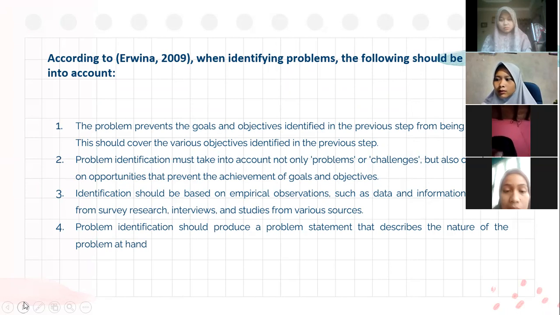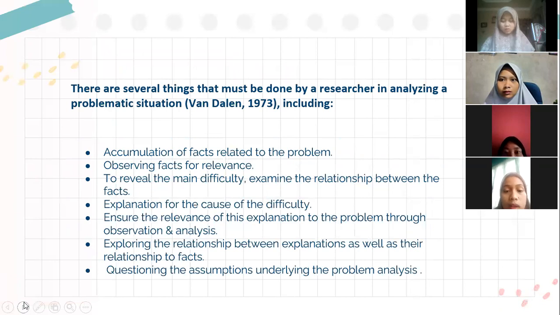The third is that identification should be based on empirical observation, such as data and information obtained from survey results, interviews, and studies from various sources. The next is that problem identification should produce a problem statement that describes the nature of the problem at hand. The next slide, please.